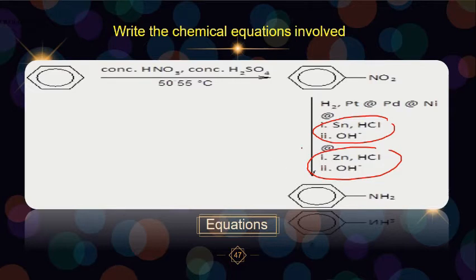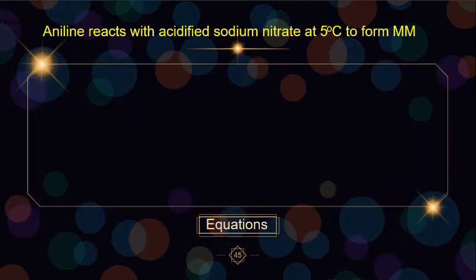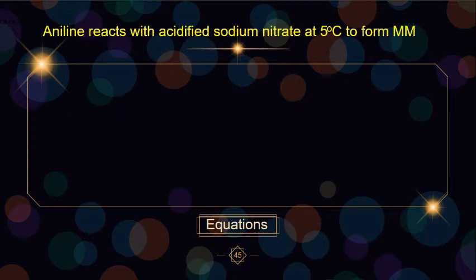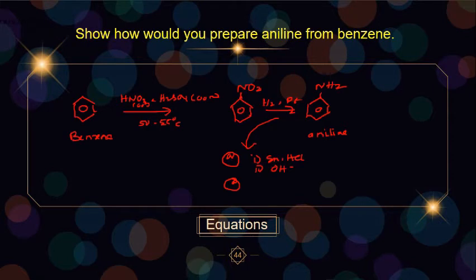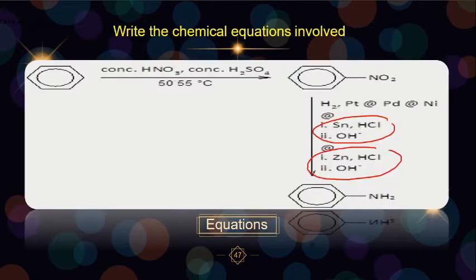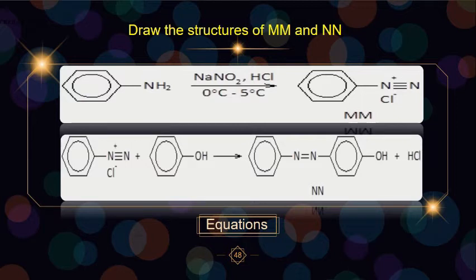Okay, so ini untuk write the equation involved yang kita discuss tadi for this case. Alright, so aniline react with the acidified sodium nitrate. Okay, yang ni adalah preparation tadi. So how you prepare aniline from benzene. Dan sekarang ni aniline react with the acidified sodium nitrate at 5 degree to form MM. Okay, MM tadi saya dah tunjuk formation of MM di mana kita pakai nitrous acid, adanya HCl dan suhu 0 to 5 degree Celsius, you akan dapat diazonium salt lah. So ini adalah diazonium salt. Okay, N plus triple bond N, Cl minus. Okay, this is actually for MM.